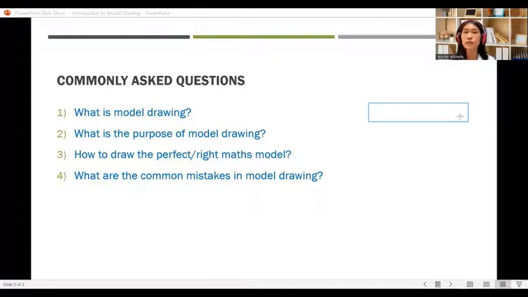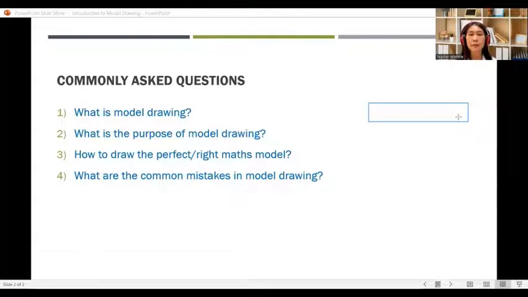Maths models can help to solve about 98% of your complex word problems. The remaining 2% are questions such as guess and check and pattern recognition. Those questions are better solved using other methods rather than model drawing.